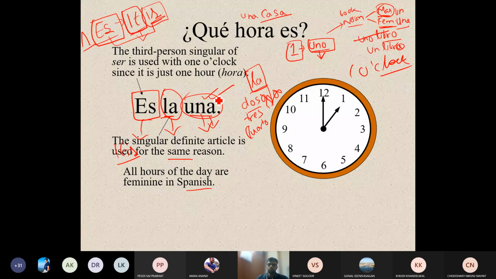So here we are using una. Why? Because una is basically referring to the hour. The hour is hora, which is a feminine noun, so you should use una. So don't ever use es la uno or es la un.